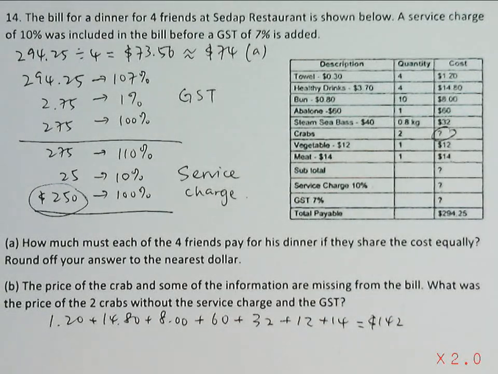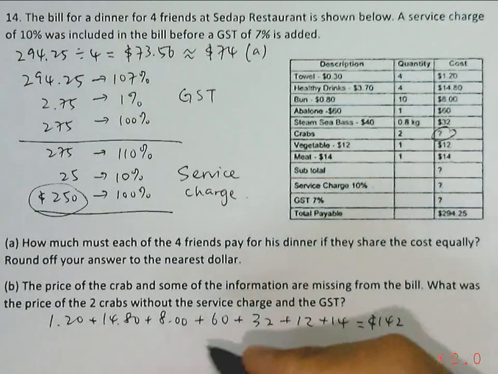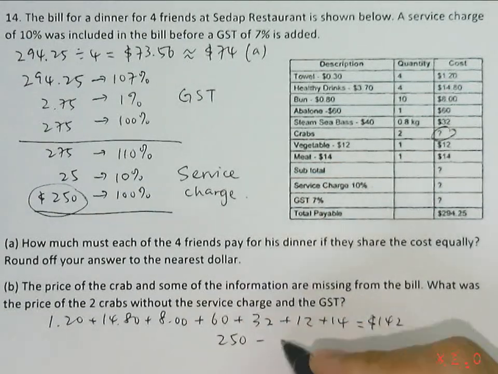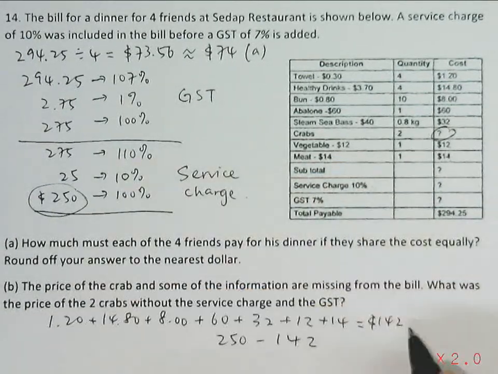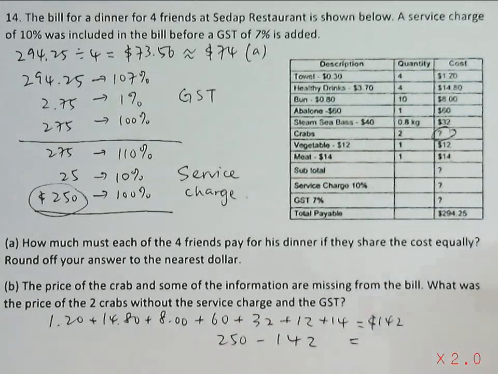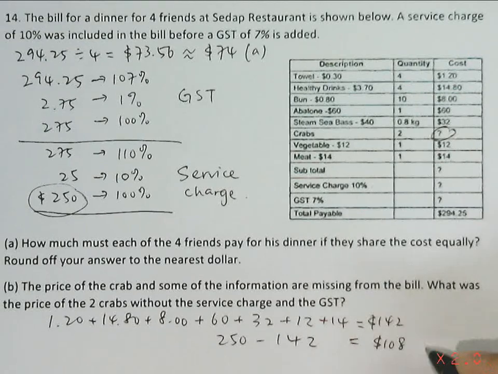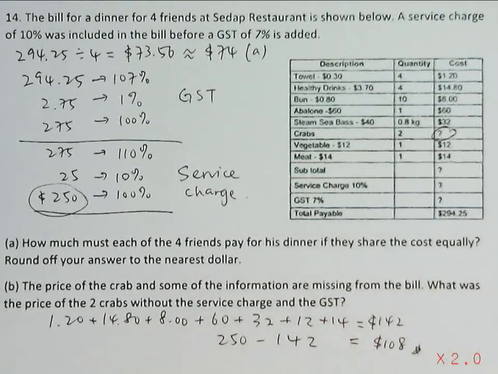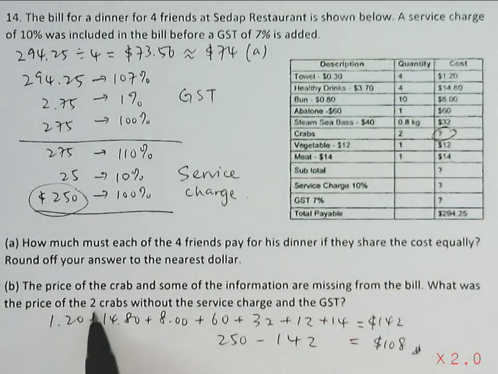So to find the remaining amount of money that was paid for the crabs, that will be the total of $250, subtracting off the amount of money paid for the other food, $142, giving us our answer of $108 for both crabs. Since they are not asking for the price of 1 crab, they're asking for the price of 2 crabs, so we don't have to divide by 2. So that's our answer, $108.